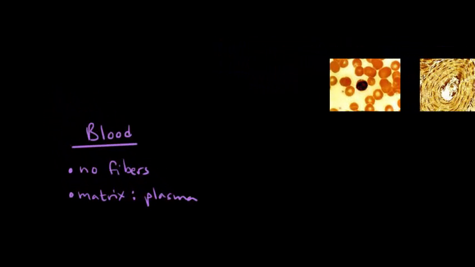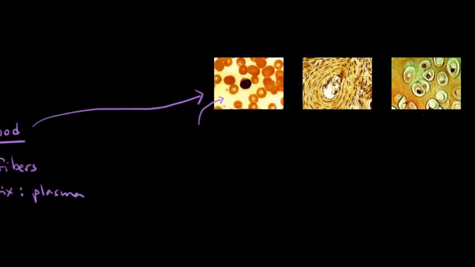Here are some more types of connective tissue. We have blood. Blood is also an exception like adipose tissue in that it does not contain fibers, and the matrix of blood is the plasma, and you can see the matrix, this yellowish liquid in which the blood cells are suspended.